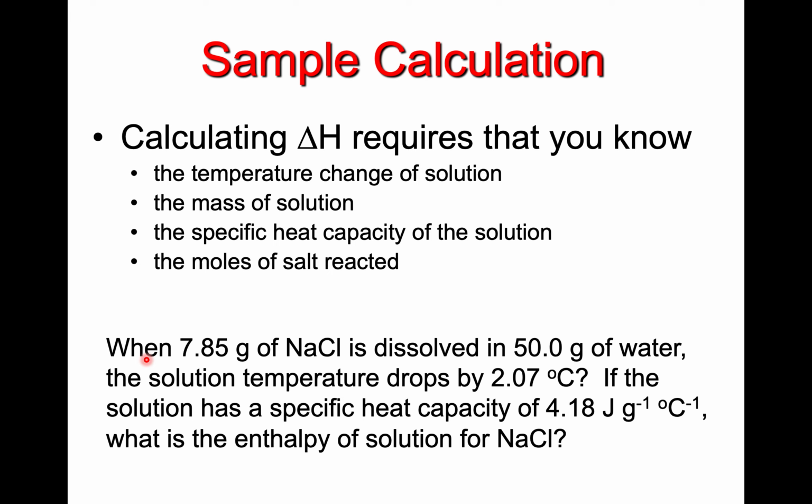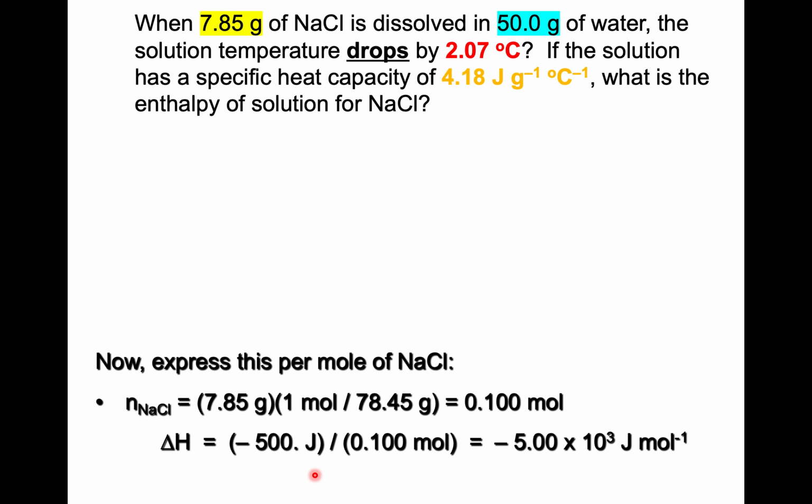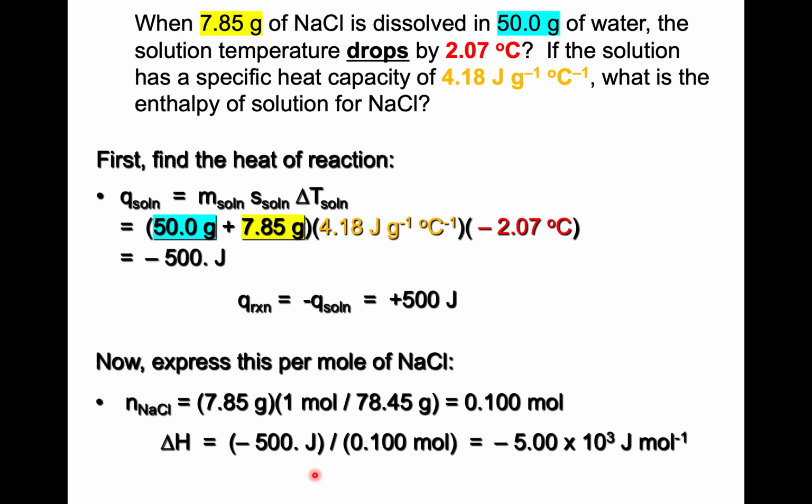And here's just an example that I've made up for us to go through together. So when 7.85 grams of sodium chloride is dissolved in 50 grams of water, the solution temperature drops by 2.07 degrees C. If the solution has a specific heat capacity of 4.18 joules divided by grams degree C, what is the enthalpy of solution for sodium chloride? And now let's see how we can put these pieces into the equation.